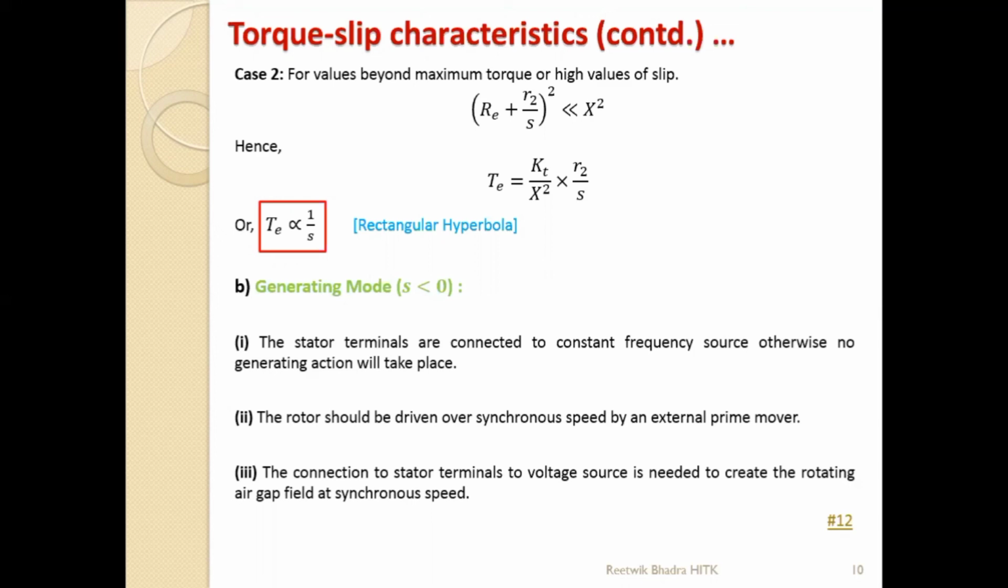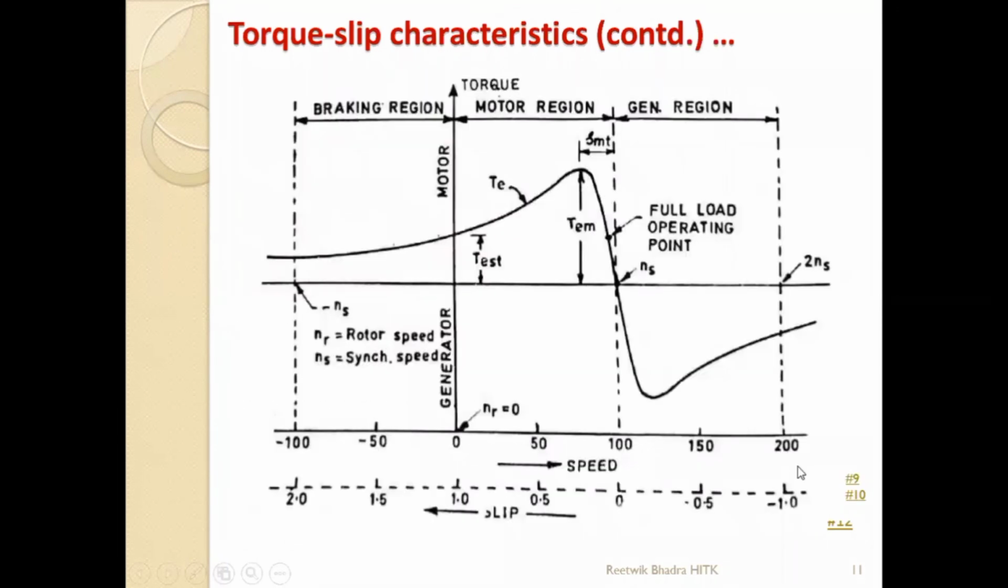Yes, it is possible, but when you attach an external prime mover and rotate the rotor forcefully. Externally we attach a prime mover to the rotor, and using that prime mover we rotate the induction motor above synchronous speed. Then only it is possible. That mode is called the generating mode, or S less than 0.